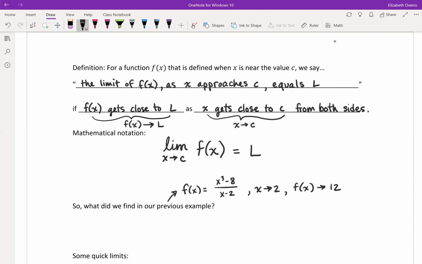So if we take those three facts that we saw in the example and put them into that limit notation, we're going to have a limit statement. What we found was that the limit as x approaches 2 of x cubed minus 8 over x minus 2 equaled 12. So that's what we had found. We didn't even know it. In the next video, we'll take a look at some quick limits with graphs.